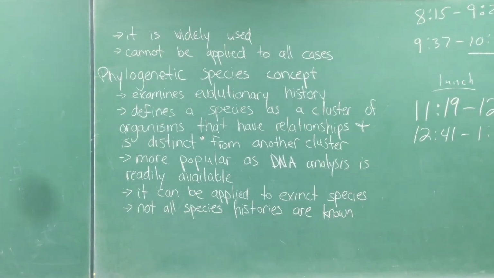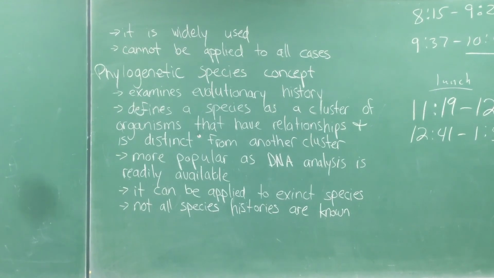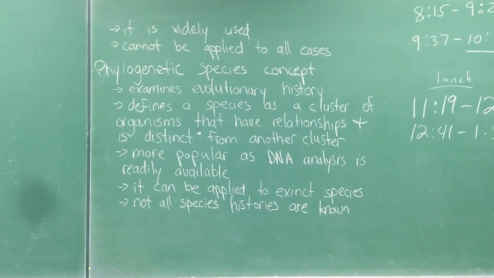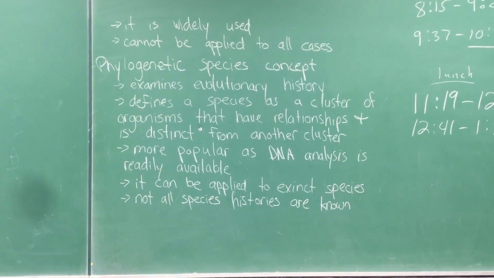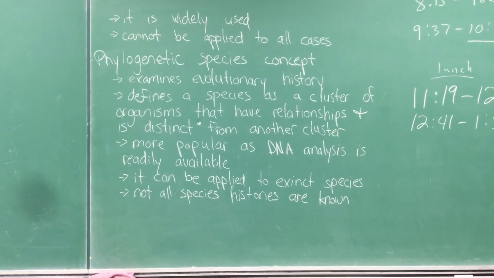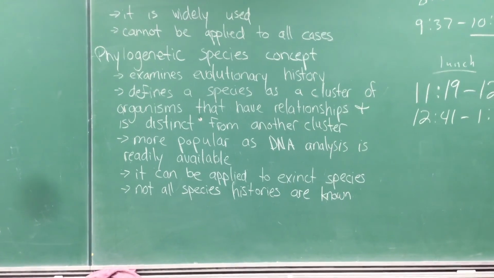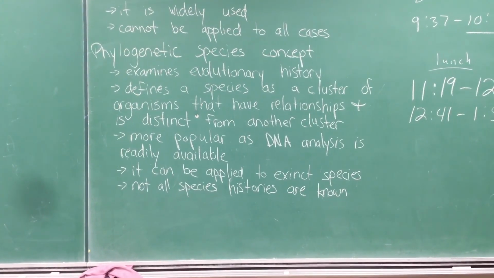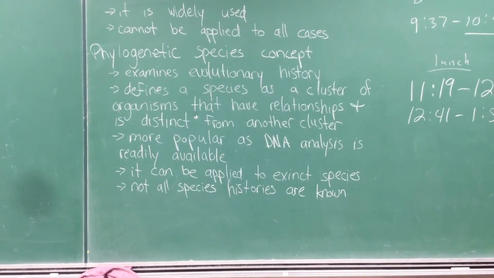Phylogenetic species concept examines evolutionary history. It defines a species as a cluster of organisms that have relationships and is distinct from another cluster. It is more popular as DNA analysis is readily available. It can be applied to extinct species. However, not all species histories are known.